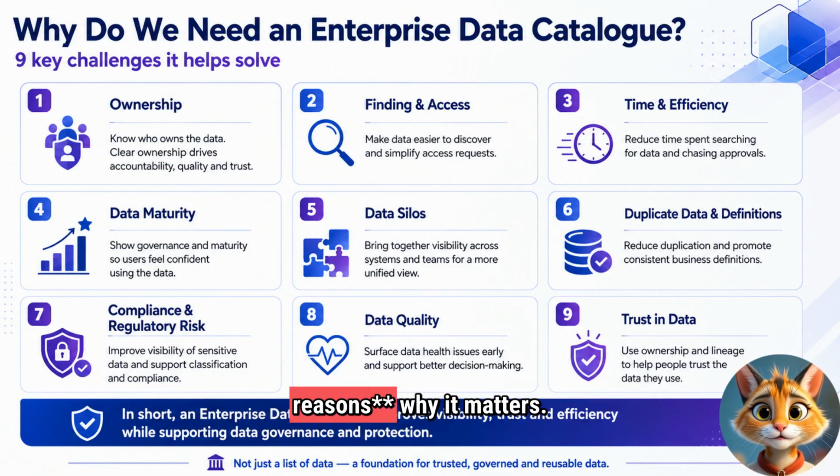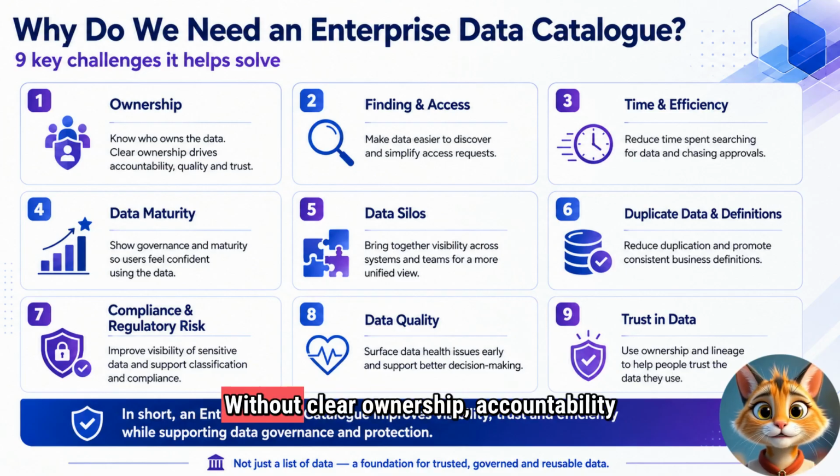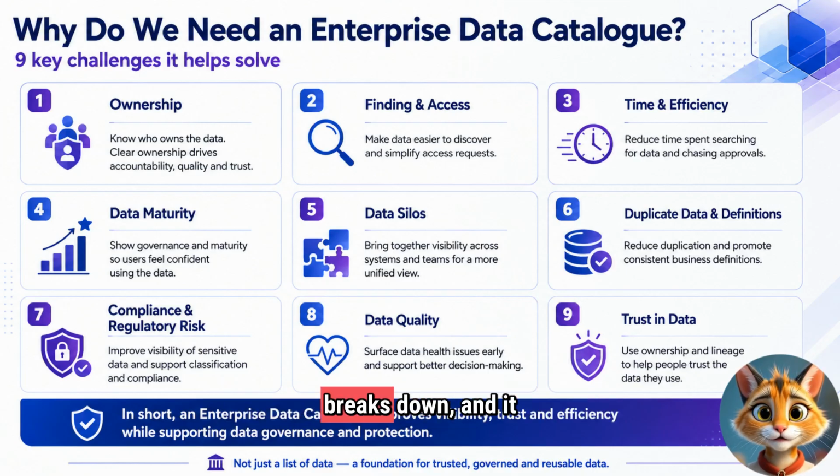Here are 9 key reasons why it matters. 1. Clear ownership. We need to know who owns our data. Without clear ownership, accountability breaks down, and it becomes much harder to manage quality, compliance, and trust. 2. Better discovery and access. People often do not know what data exists, and even when they do, getting access can be difficult. A catalog makes data easier to find and supports a clearer path for requesting access.